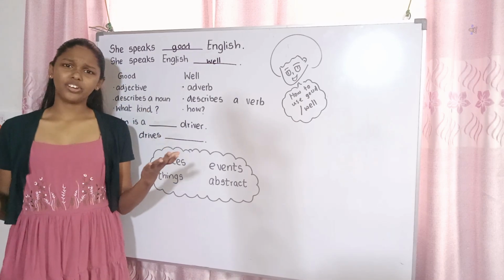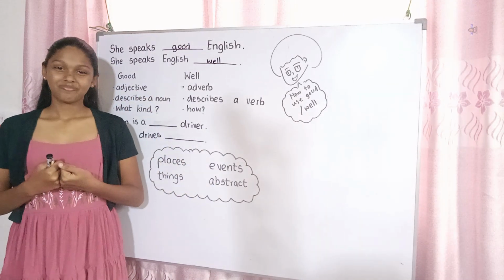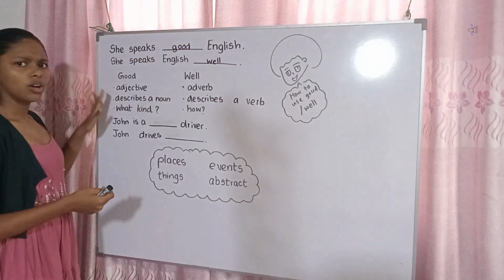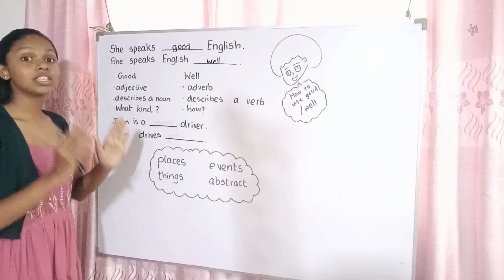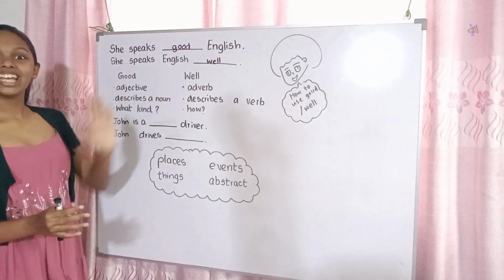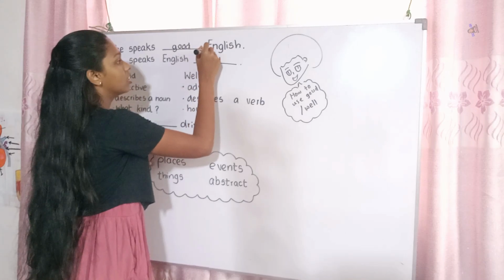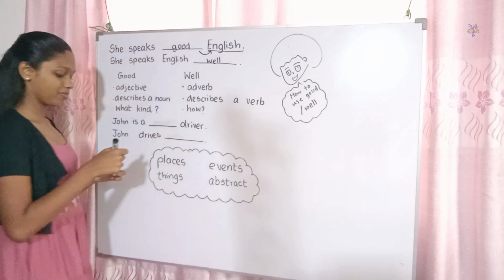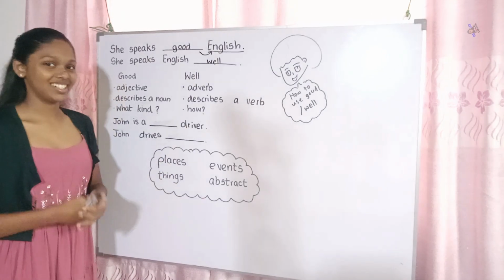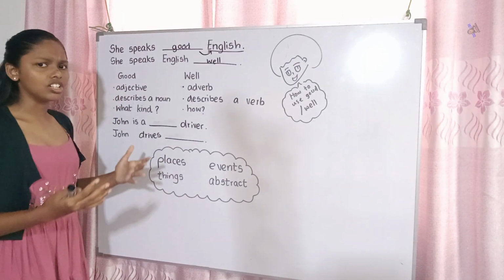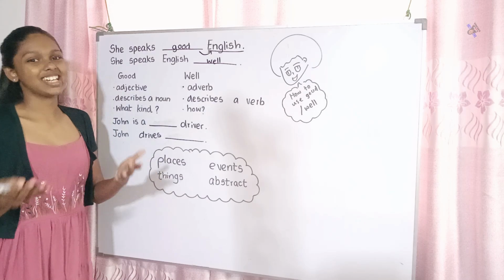You might be wondering, how did we use good and well? Good. Well. Good is an adjective and it describes the noun English. Good describes the noun English, and it answers the question, what kind? What kind of English does she speak? She speaks good English.